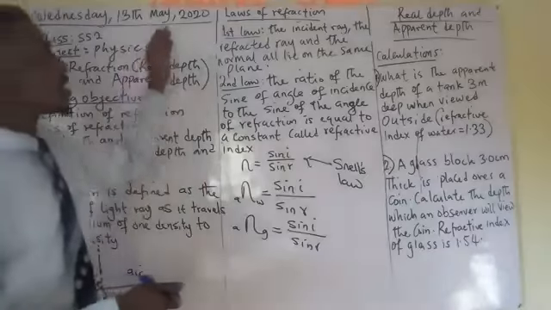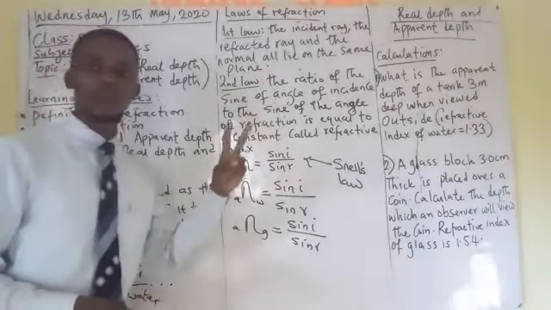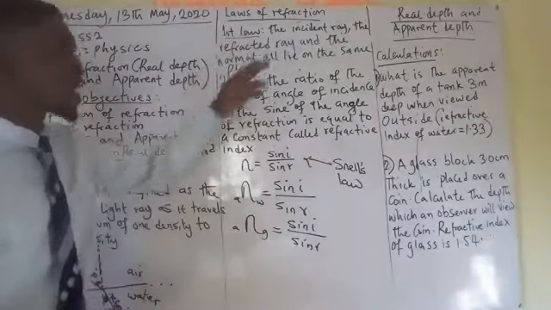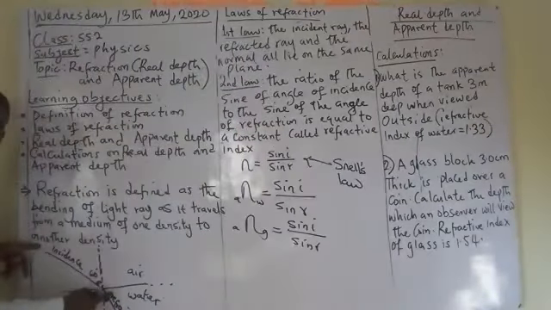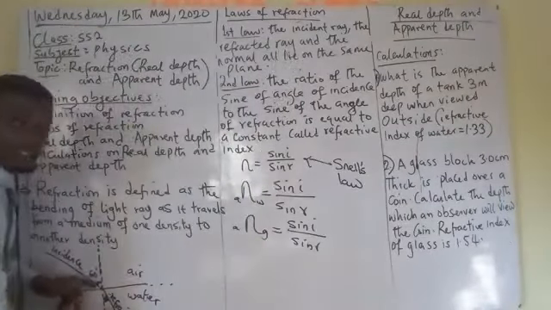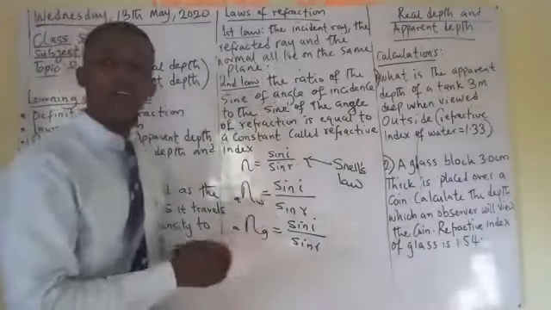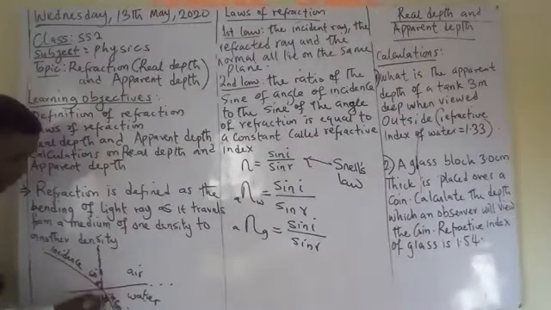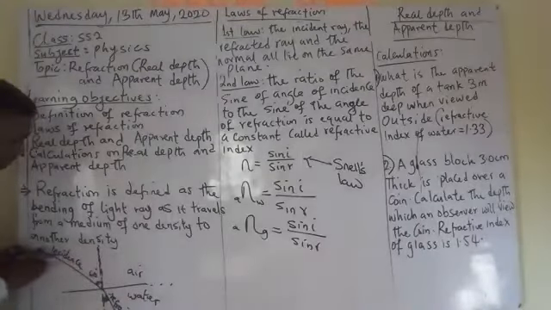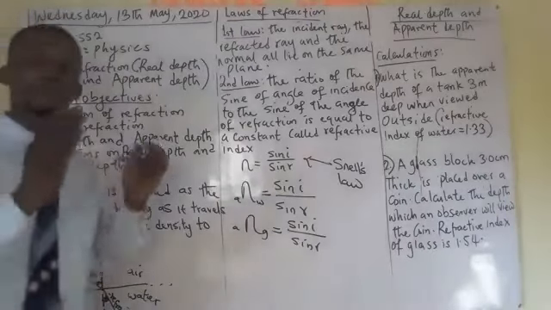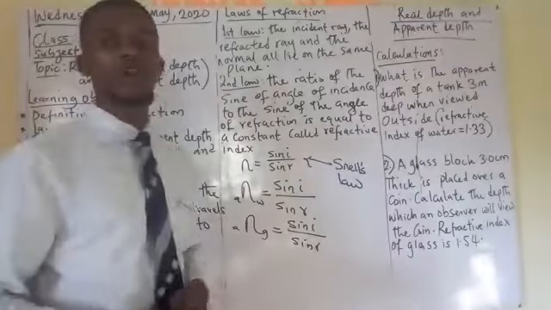Now, let us look at the laws of refraction. There are two laws of refraction. The first law states that the incident ray, which is this ray here, the refracted ray, which is this, and the normal all lie on the same plane. This is the normal, the dashed line here. So the incident ray, the refracted ray, and the normal all lie on the same plane. That means they meet at a point. That is the first law of refraction.